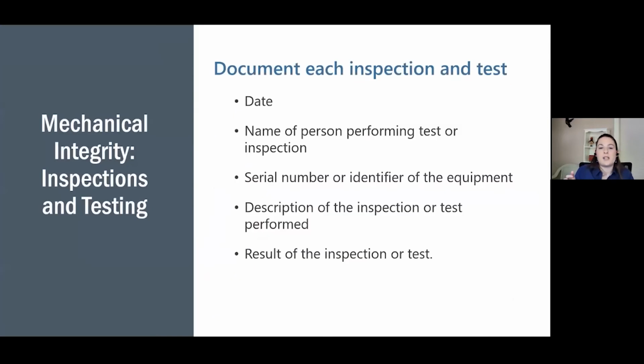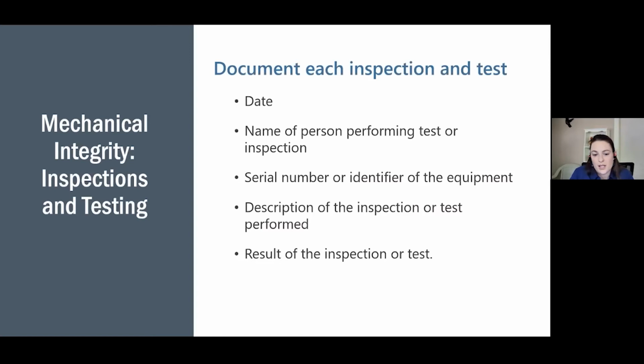For each inspection and test that is conducted as part of the MI program, documentation needs to include the date, the name of the person performing the test or inspection, the serial number or specific identifier of the equipment. Think about it. If you have 12 storage tanks and your form says, storage tank, pass the check, May 26th by Kristen, that's not helpful. Which storage tank? What was the test? What did you look for? So this needs to be really specific. And tell me the result of the inspection or test.